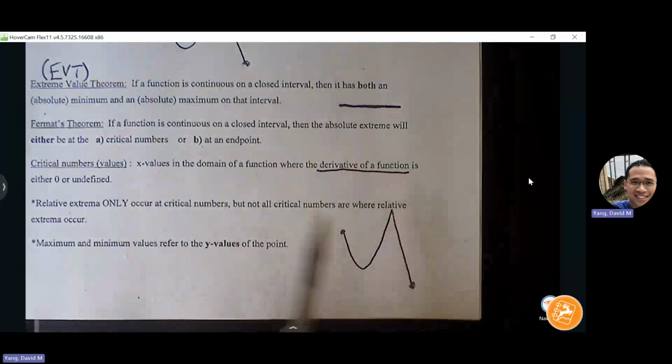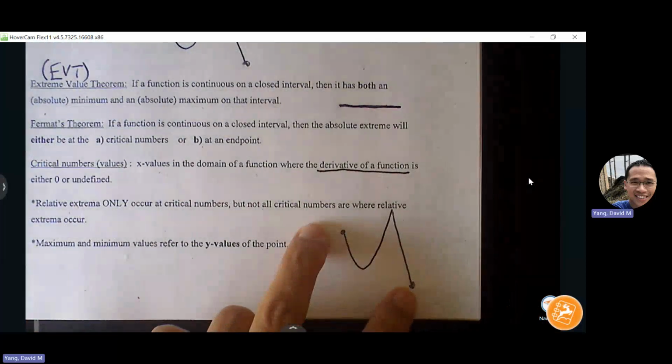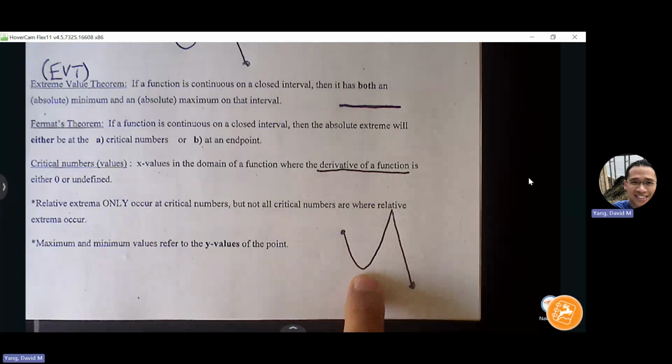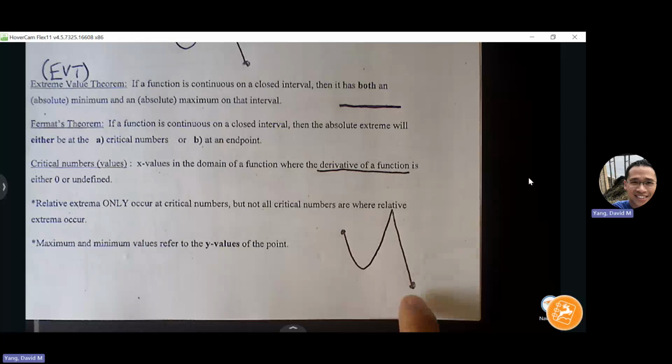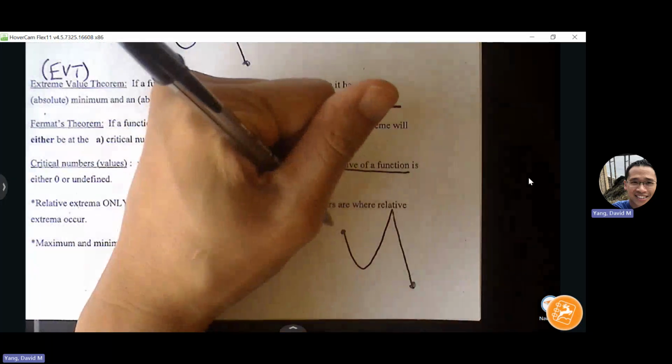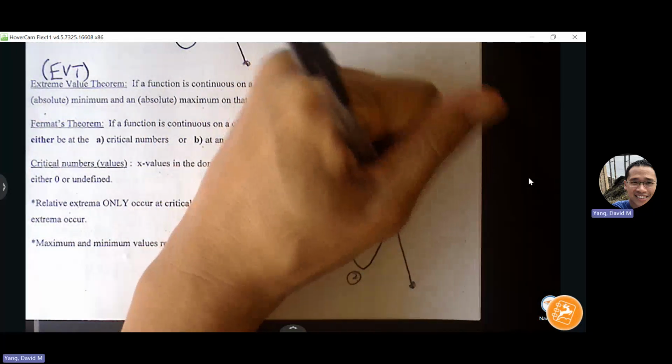All right, so here I have 4 candidates. I have 2 endpoints, and I have critical points. This is where the slope is 0, and this is where the slope is undefined. So slope 0 and slope undefined, as well as endpoints, are all candidates for potential highest or lowest points on the graph.